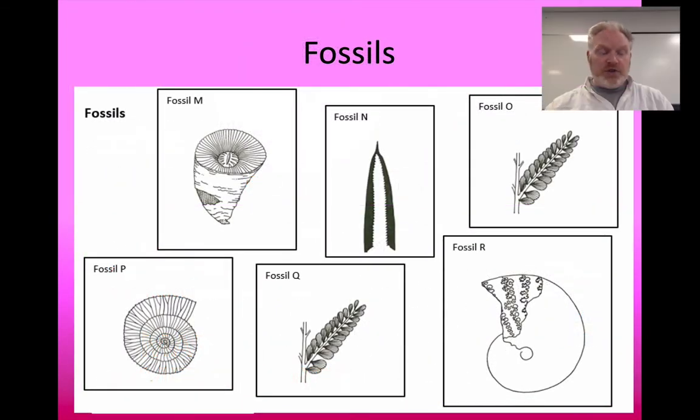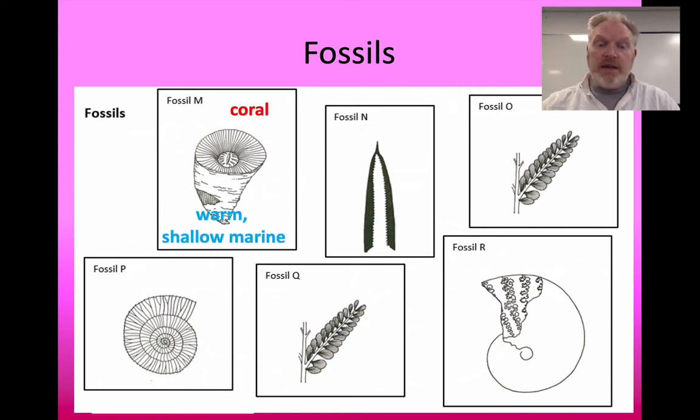Okay, let's have a look at some fossils. Each of these fossils then we should be able to identify. So fossil M is a coral, and that lives in warm, shallow marine conditions. Very, very distinctive, very fussy organism about where it lives. Fossil N is a graptolite that lives in deep marine conditions. Fossil O is a plant which is terrestrial.